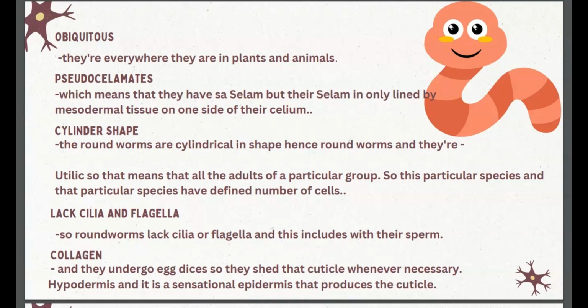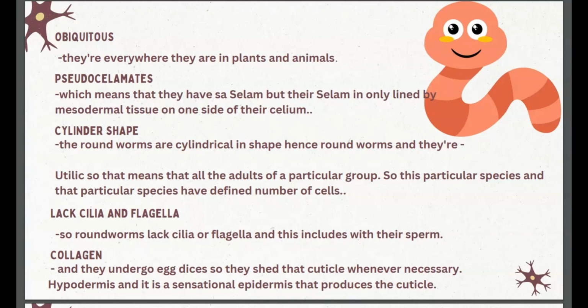Next, roundworms lack cilia and flagella, and this includes their sperm. We'll talk about what they do as far as sperm go later in this section because they don't have flagella. They have a cuticle, as I mentioned before, because they are ecdysozoans, and their cuticle is primarily composed of what they call collagen. And they undergo ecdysis, so they shed that cuticle whenever necessary.